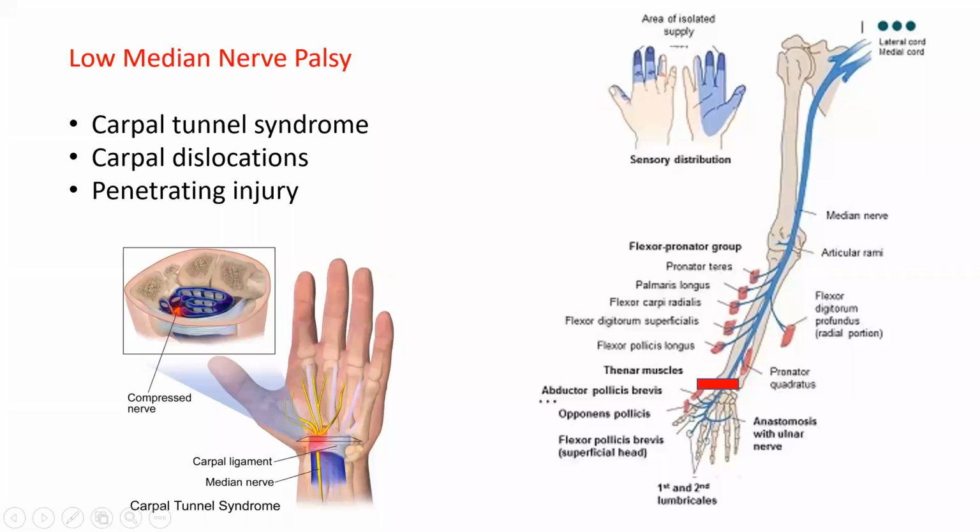Again, like we saw in the radial nerve palsy, median nerve palsy is divided. In the radial nerve, there were 3 types of injury: low, high, and very high. Whereas in the median nerve, it is only 2: low median nerve palsy and high median nerve palsy. In low median nerve palsy, the injury or pathology is close to the wrist, right? It can be anything: traumatic, non-traumatic, degenerative.